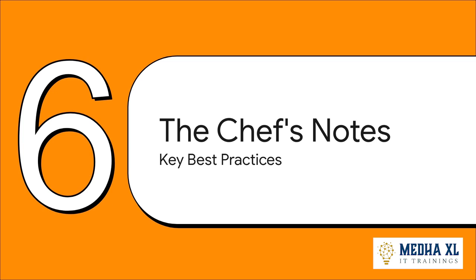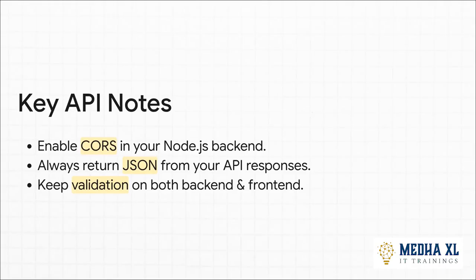But before you go, let's just go over a few quick chef's notes. These are the little pro tips that'll keep the connection between your front end and back end healthy and strong. Okay, 3 things to always remember. First, enable CORS on your back end. Think of it like a security guard that, by default, doesn't let your front end talk to your back end because they're on different domains. You have to tell the guard it's okay.